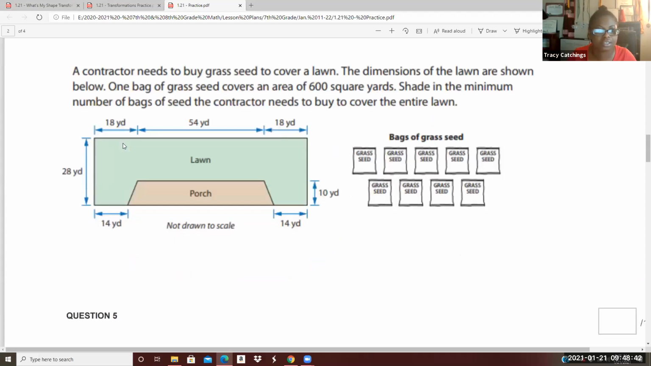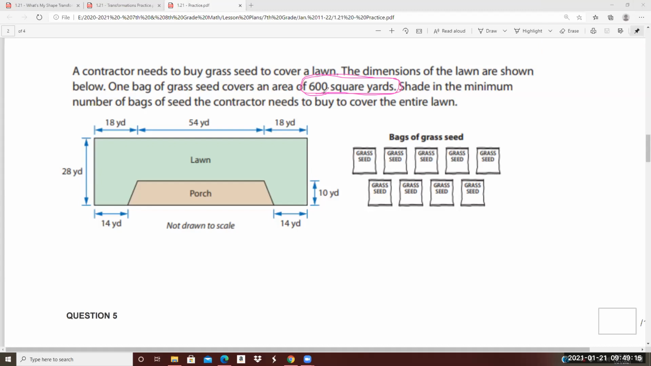A contractor needs to buy grass seed to cover a lawn. The dimensions of the lawn are shown below. 1 bag of grass seed covers an area of 600 square yards. Determine the minimum number of bags of seed the contractor needs to buy to cover the entire lawn. All right, so we're buying some seed. They told us each bag covers 600 square feet. So before we can figure out how many bags, we first need to break down the figures. Break down the shapes. Good.